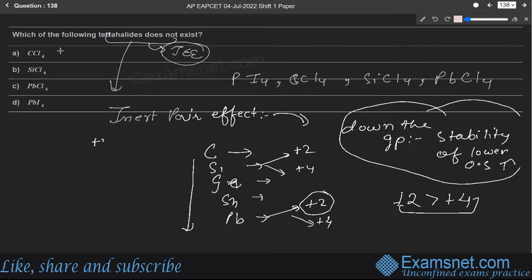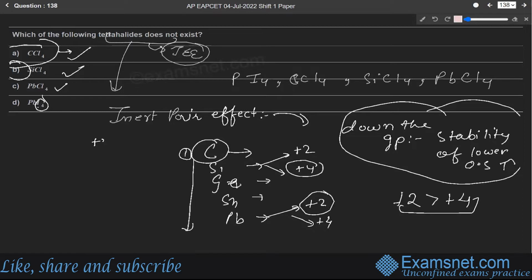Now let's cross-check the options. CCl4 is given to you. Carbon is in the second period, the first element of the group, so +4 would be highly stable. Then silicon, again +4 would be stable, so this would exist. PbCl4, let's leave it for a minute. PbCl4 would also exist because iodine has a higher size than chlorine.